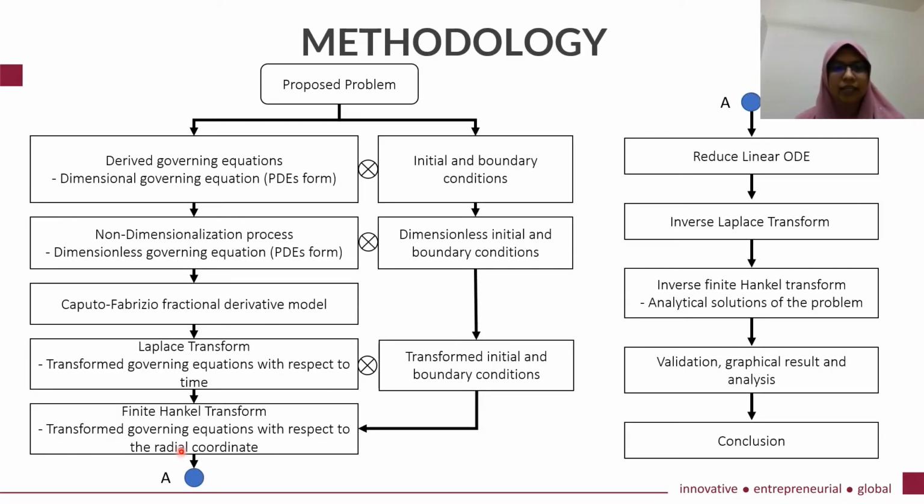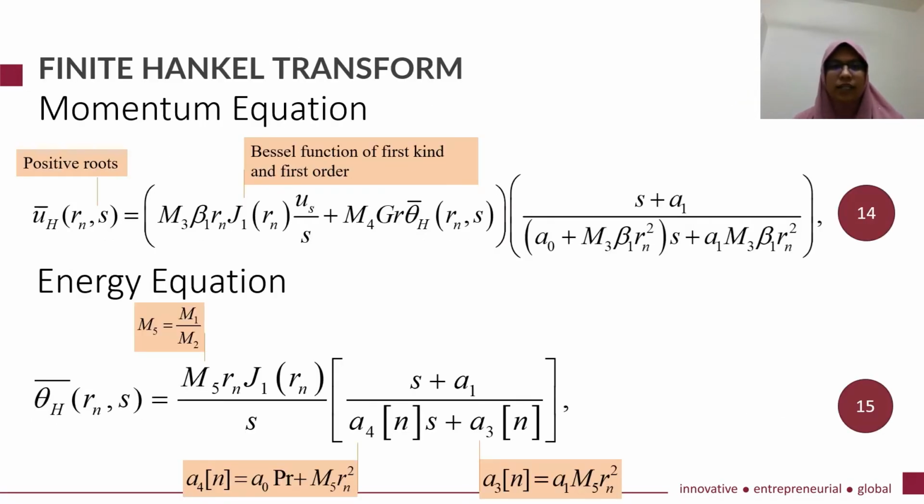Next, we apply the finite Hankel transform to transform the Laplace partial differential equations with respect to the radial coordinate to obtain an ODE. As you can see here, 14 is for the momentum equation and 15 is for the energy equation. Rn is the positive roots and J1 is the Bessel function of the first kind and first order.